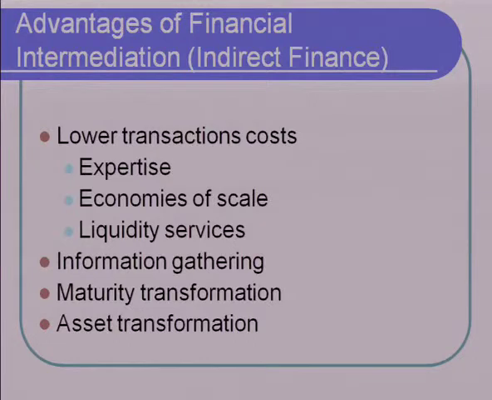Another advantage of financial intermediation is that because they gather monies from a large number of small depositors, they can provide liquidity services. Most of the liquidity services available in the economy, the payments mechanisms, are provided through commercial banks. Most of us access our funds through ATMs, for example, that are owned by various banks. Not all the ATMs are owned by banks, but most of them are.